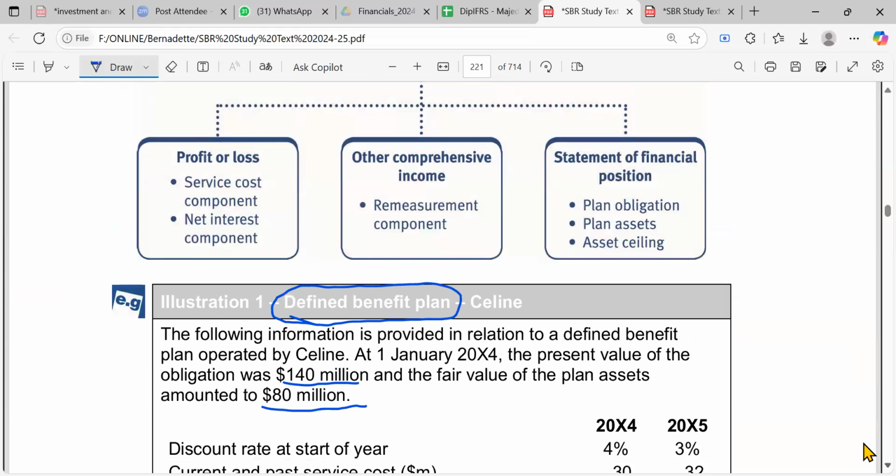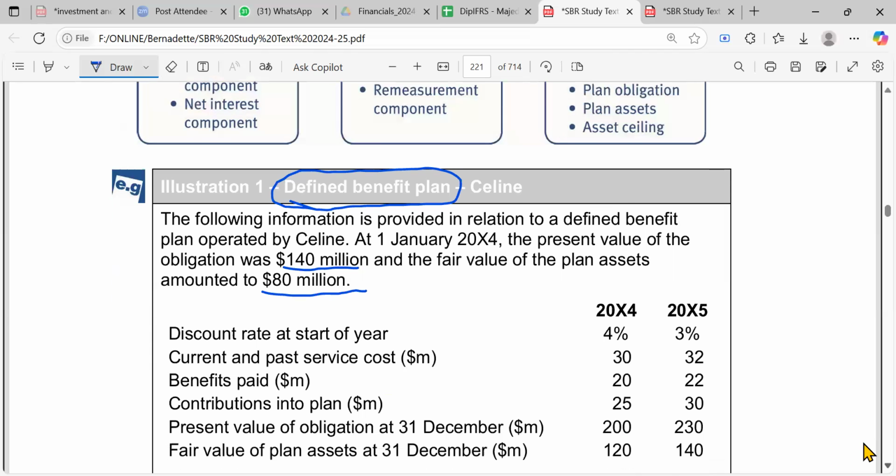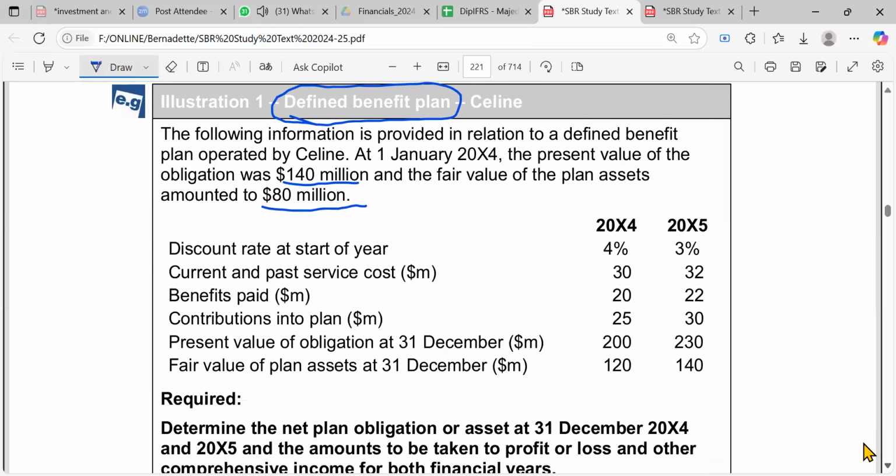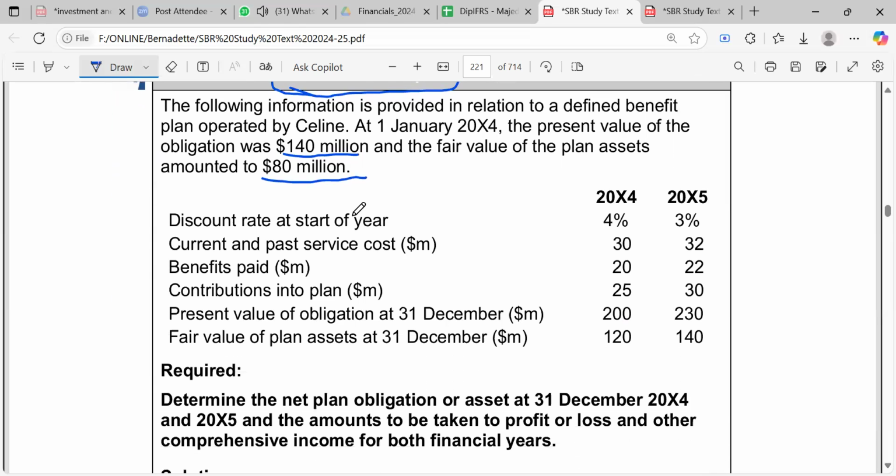So here we are. It's a net plan liability, or net deficit. And then we have the discount rate at the start of the year, 4%, for 20x4 and 20x5. The current and past service cost, we have them. The benefits paid, contributions into the plan, the present values of obligation, and the fair value of the asset at the end of the year.